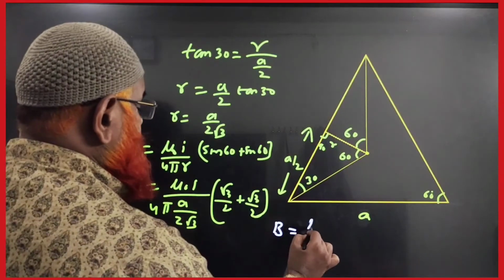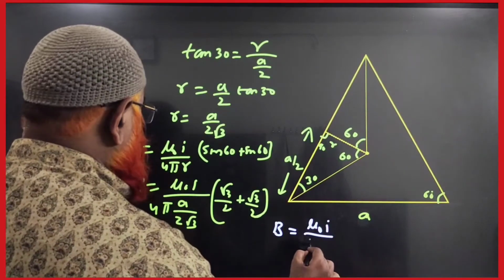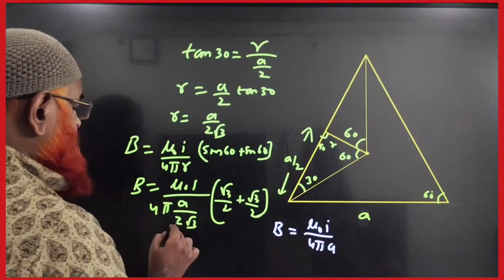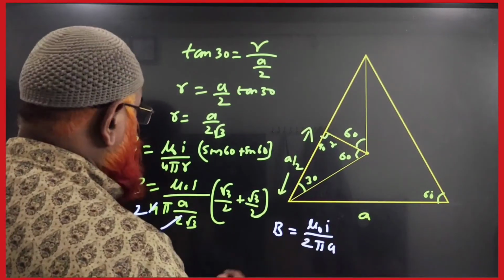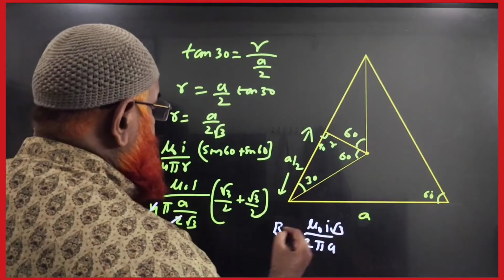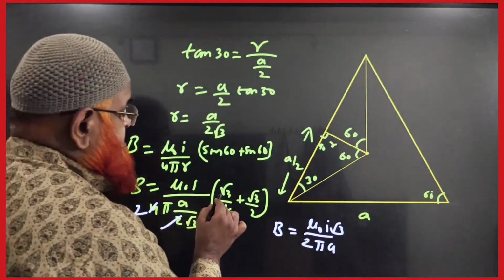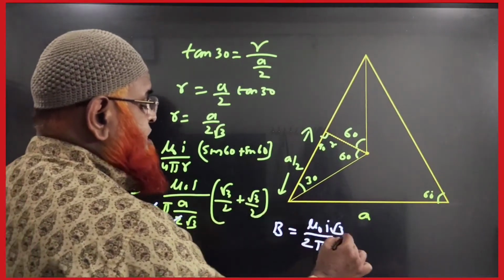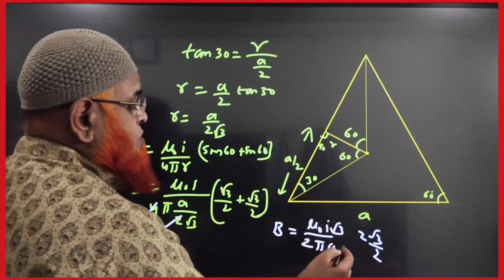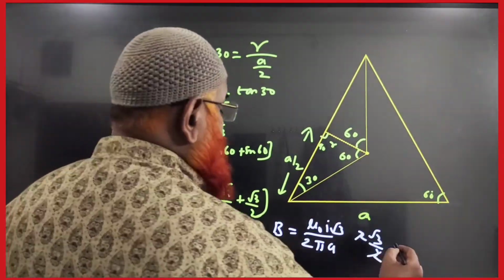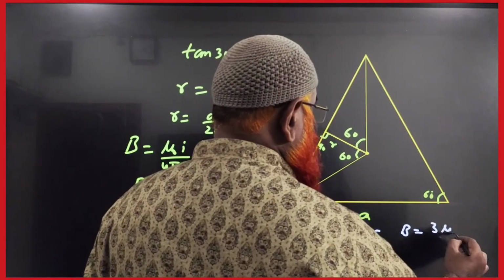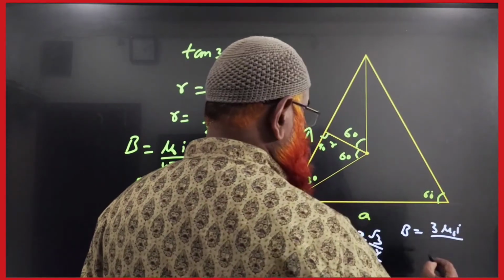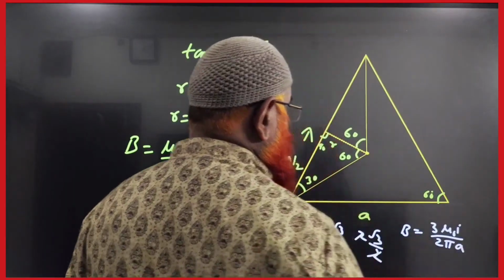Finally, B is equal to mu naught I by 4 pi a. There are 2 ones, 2 twos, so here also 2 pi a. Root 3 will go to the numerator. And root 3 by 2 plus root 3 by 2 means 2 root 3 by 2. Here root 3 into root 3 is 3. So therefore, B is going to be 3 mu naught I by 2 pi a.